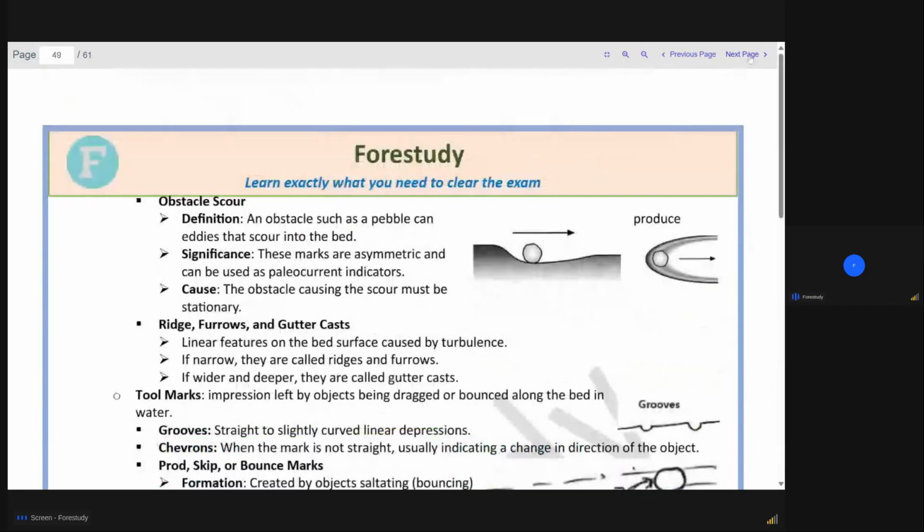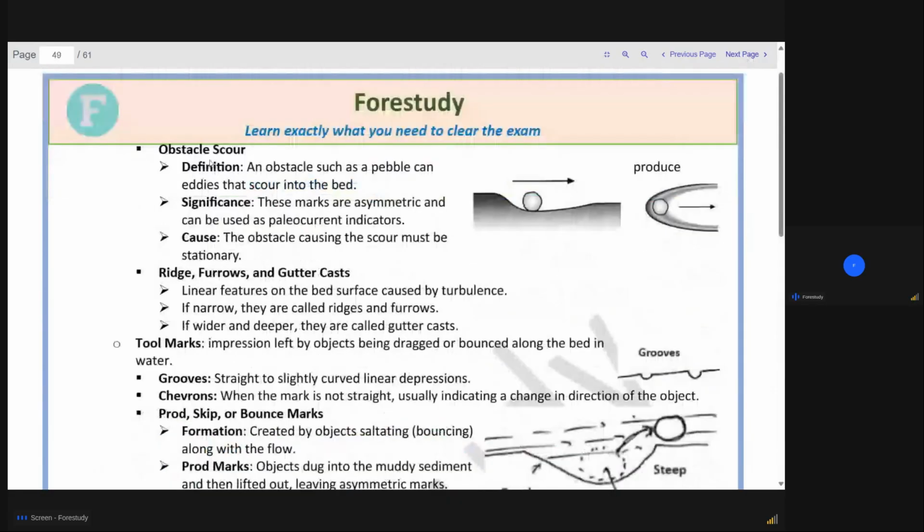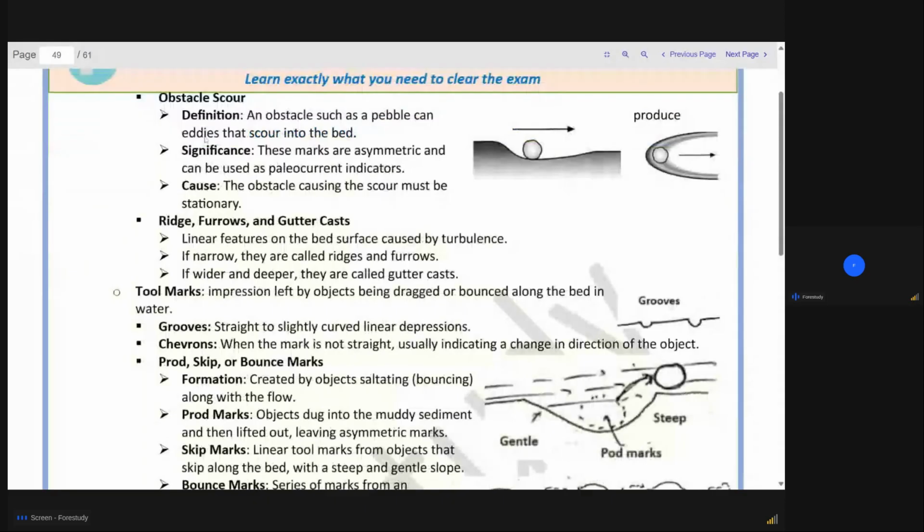Then we have obstacle scours. Say there is an obstacle and water is going from left to right. Due to this obstacle, the bed will deform like this. In the plan view it will look like this. In cross section, it will look like this. So the definition: an obstacle such as a pebble can form eddies that scour into the bed.